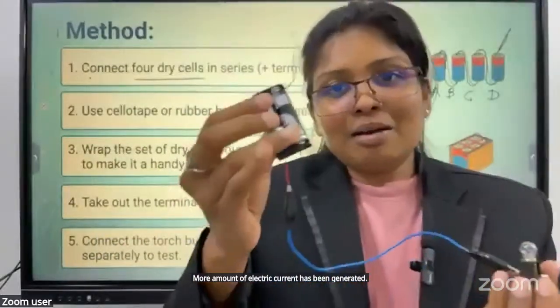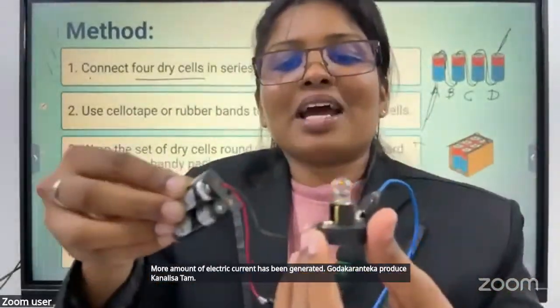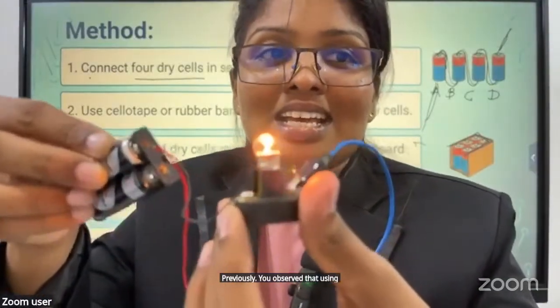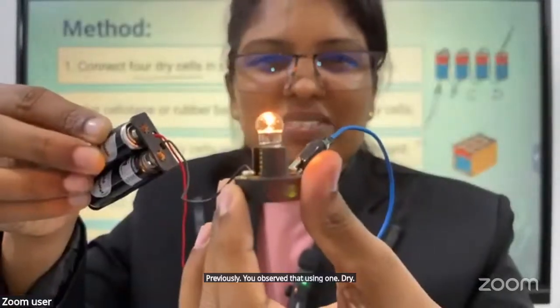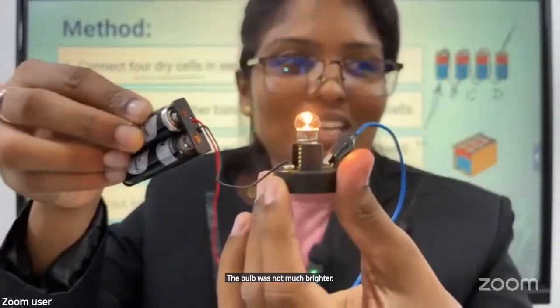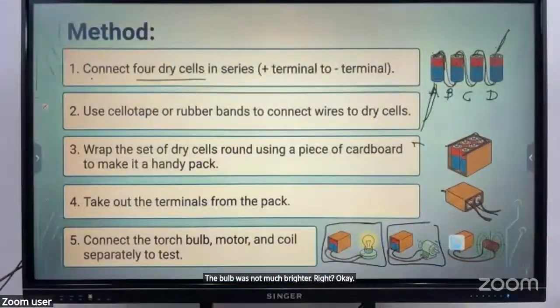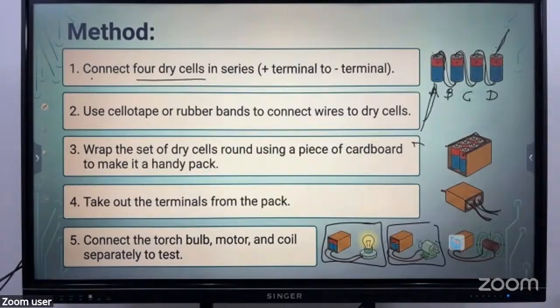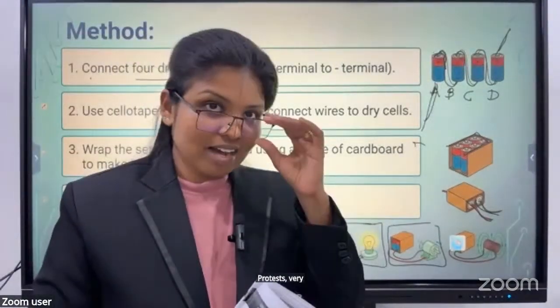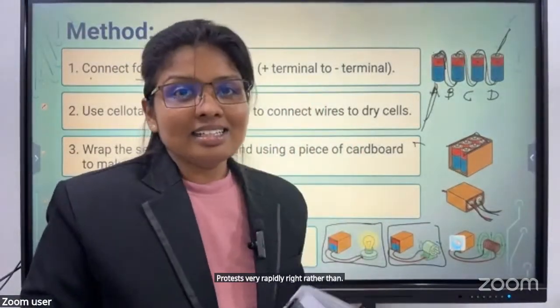Because it produces more current, the brightness is higher. Previously you observed that using one dry cell, the bulb was not much brighter, right? Okay. So if you use a motor also, the motor rotates very rapidly, right? Rather than with a single dry cell.